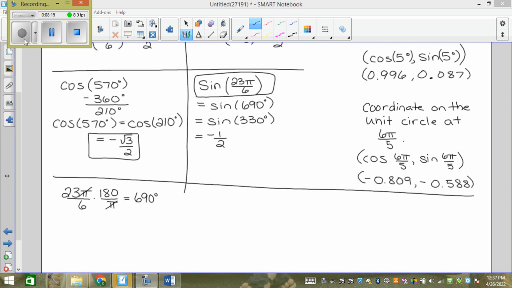Everyone do it. I don't mean slap your hand and say radian mode. I mean everyone go put it into radian mode. But you can slap your hand and say radian mode if you want. So go to your mode and make sure it's in radians and type in sine 23 pi divided by 6. And we get negative 0.5, which is negative 1/2. Do you agree? Okay.